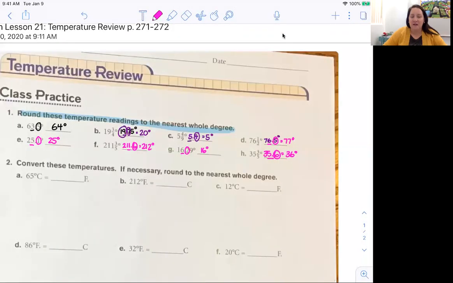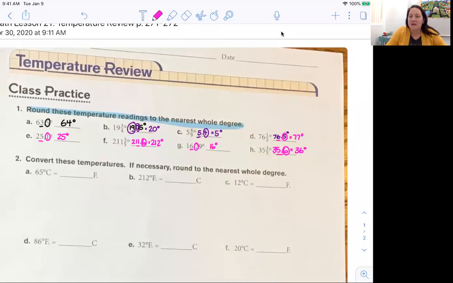Okay, so letter E, 25.1 degrees becomes 25 degrees. Letter F, 211 3/5 degrees becomes 211.6 degrees, which becomes 212 degrees. Letter G, 16.29 degrees becomes 16 degrees. And letter H, 35 3/5 becomes 35.6, which becomes 36 degrees.